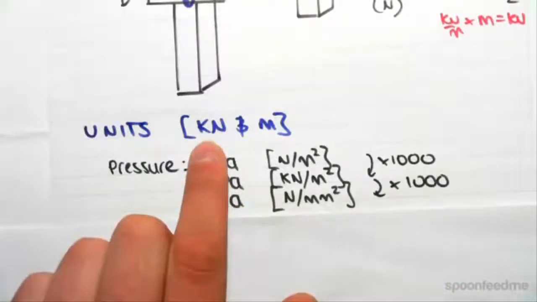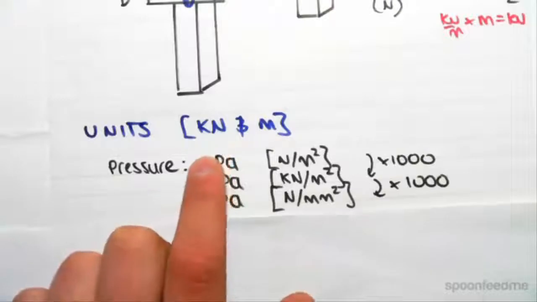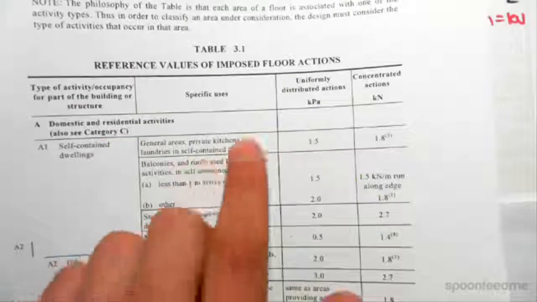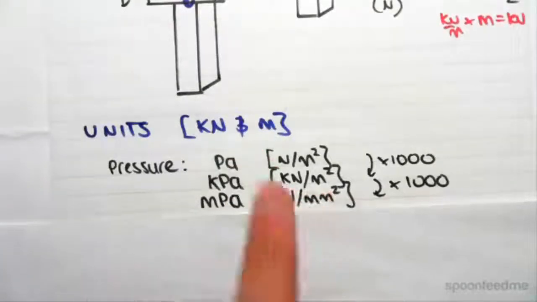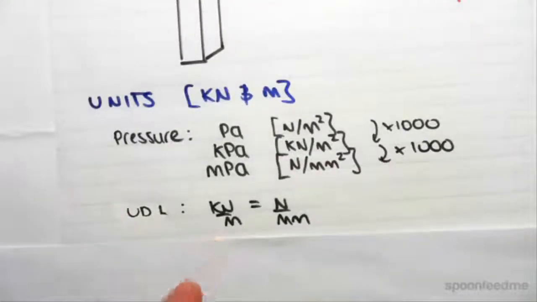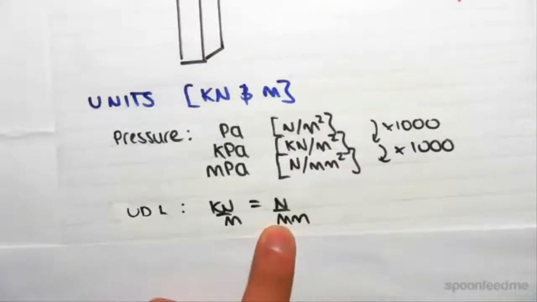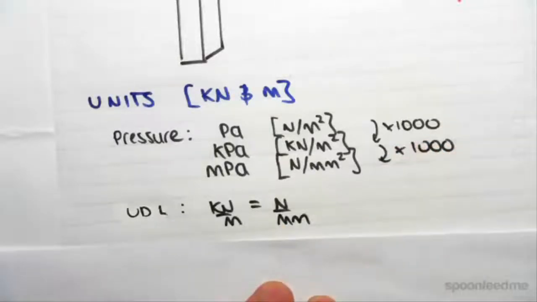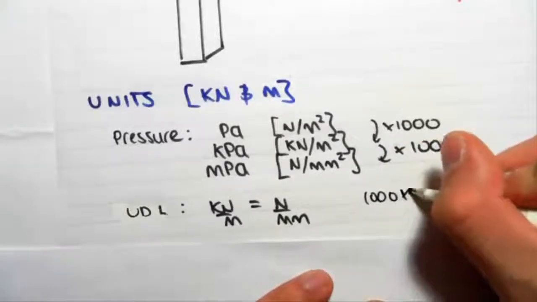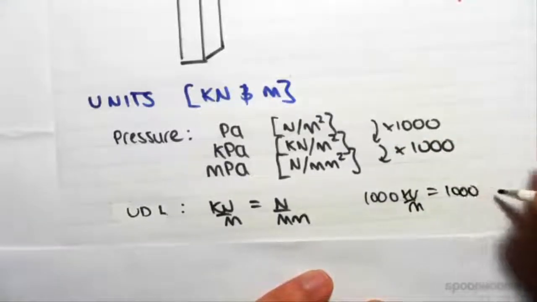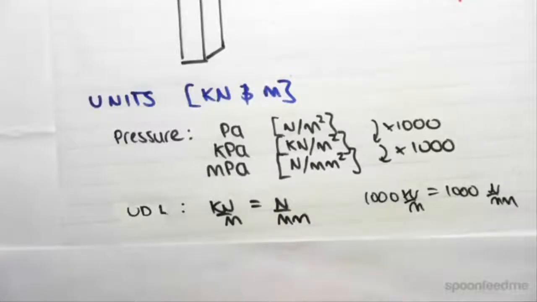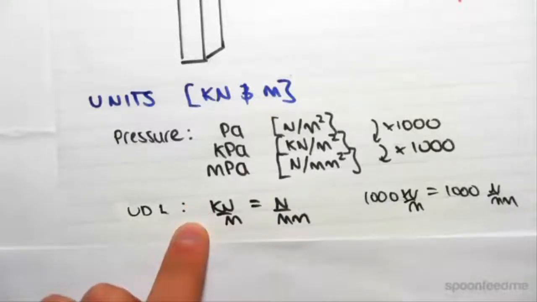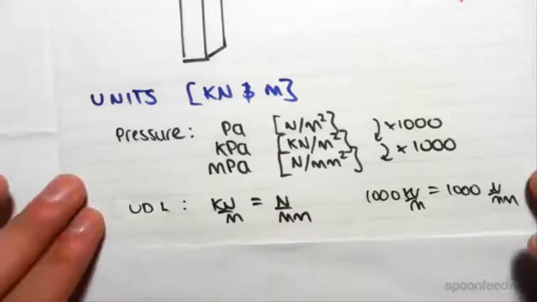Okay, now because I said everything's in kilonewtons and meters, in the code, say Table 3.1, we are given values in kPa and kilonewtons, because a kPa is a kilonewton per meter squared. Okay, UDLs, an interesting fact, is that kilonewtons per meter is the exact same thing as newtons per millimeter. There's no difference. So in other words, 1,000 kilonewtons per meter is equal to 1,000 newtons per millimeter. The reason is because you divide the top by 1,000, you divide the bottom by 1,000, they cancel out, so you get back to the same thing.